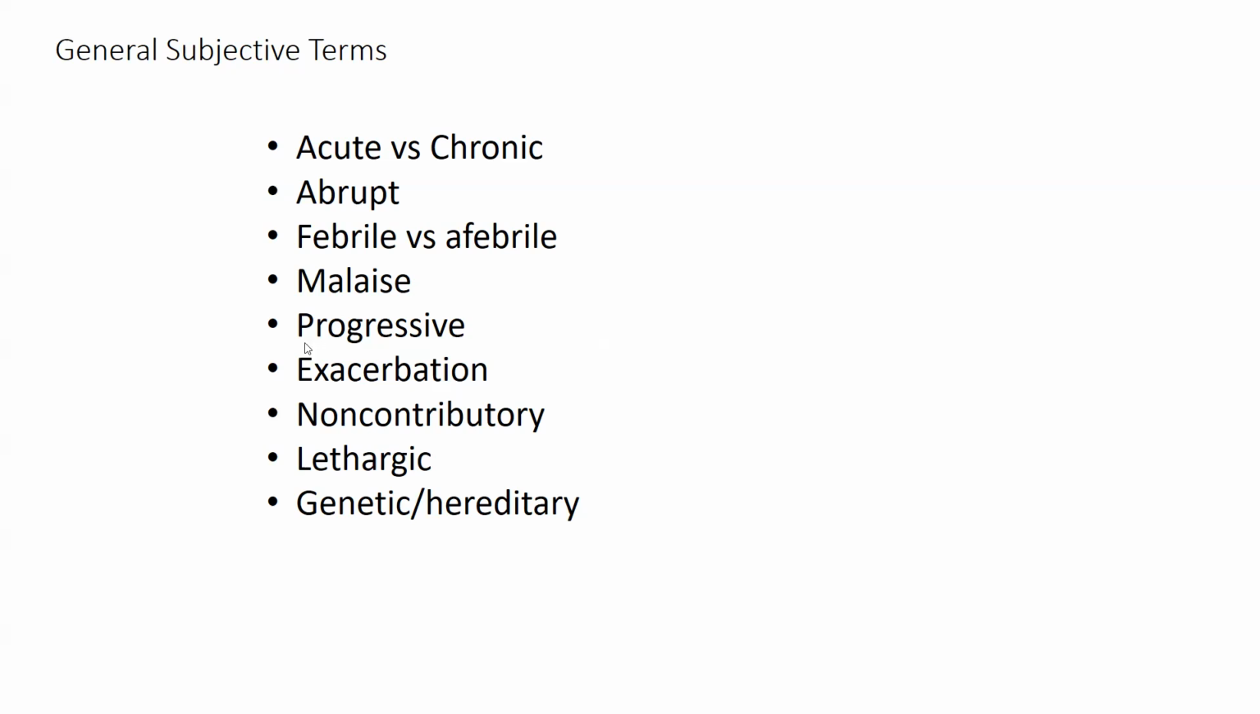Of course, progressive means that it's getting worse. It's not just chronic, where if it's just chronic, then it's been going on for a long time, but it's been the same. Progressive means it's getting worse and worse and worse as time goes by. Exacerbation means that some event caused it to get worse. Like, I've been having this pain in my knee, but when I went skiing the other day, wow, it just really got worse. So the skiing exacerbated the knee pain.